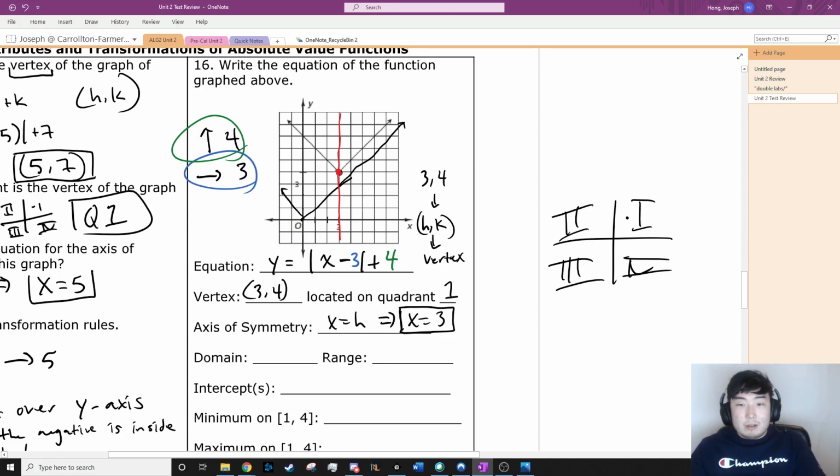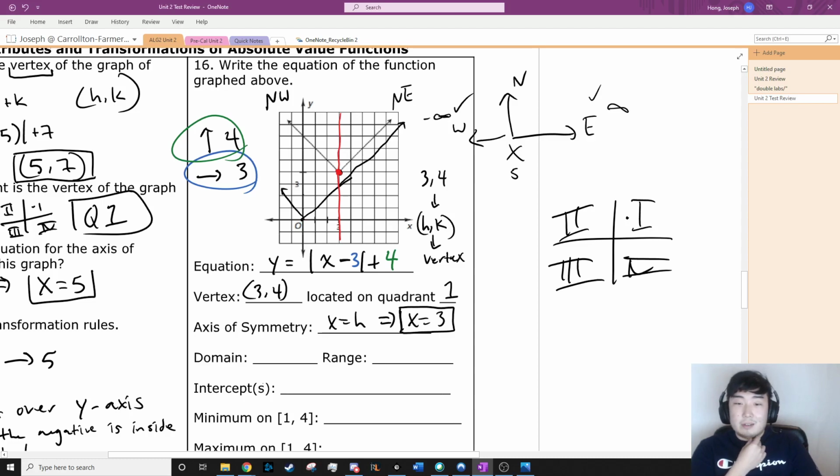What about the domain? If I draw a compass, kind of like how I taught you guys in the beginning, I have north. So this is going northeast, and this is going northwest. So I got my north, I got my east, I got my west. I do not have my south. So my domain is good because I go to the west forever, which represents negative infinity. I'm going to the east forever, which is positive infinity. So I have negative infinity to infinity for my domain.